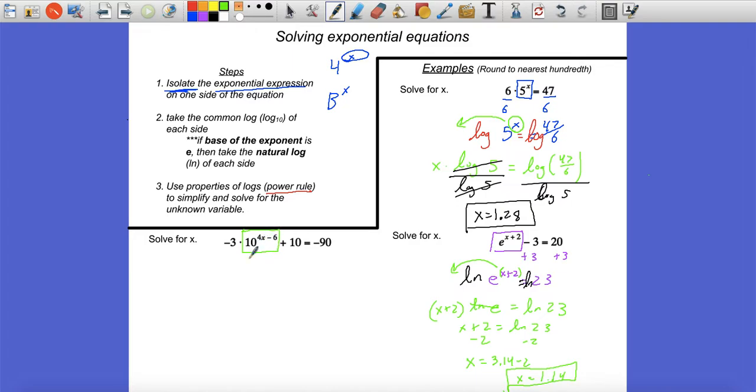When we do that, we're first going to want to subtract 10 from each side. So we've got negative 3 times the stuff in the green box equals negative 100. Divide by negative 3. I've got 10 to the 4x minus 6 equals 100 over 3. And now I'm going to take the common log of each side, because remember, we're not dealing with base e, we're dealing with base 10. So we log each side.